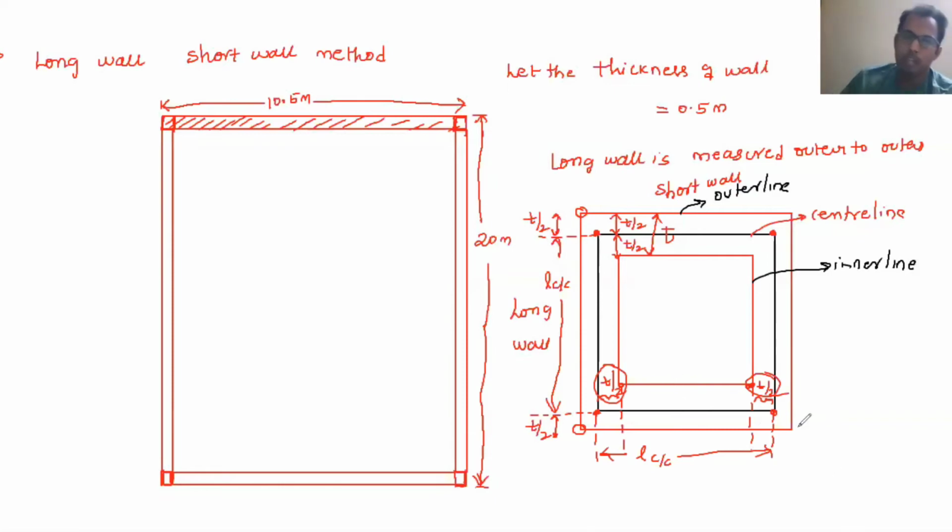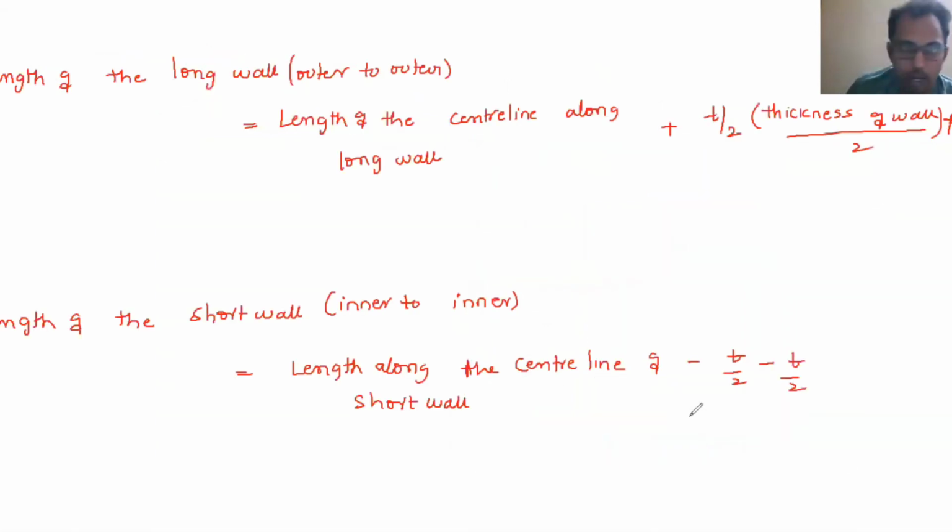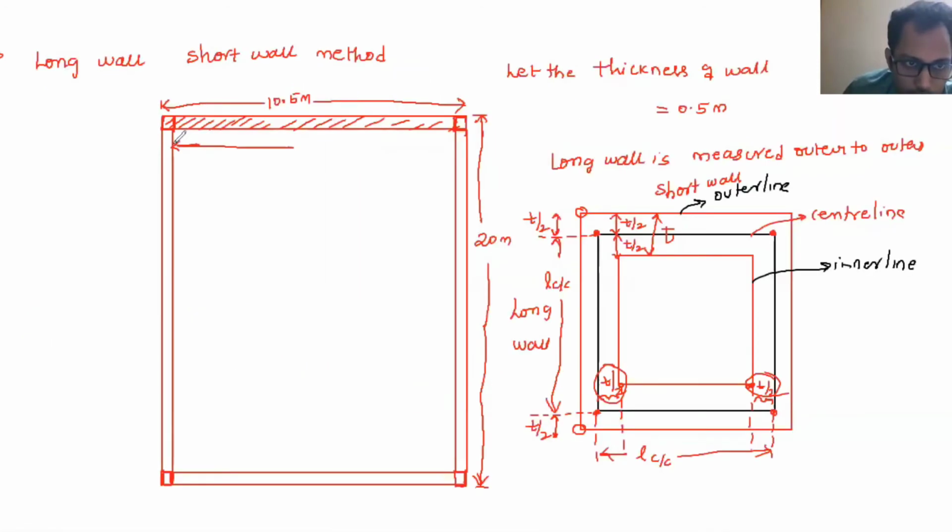So now if it is 10.5, and the wall thickness is 0.5, for example, then I need to take the shorter direction from inner to inner. Inner to inner means from here to here. That means 0.5 is the thickness of the wall. If I remove the thickness of the wall, the length of the shorter wall is 10 meter.